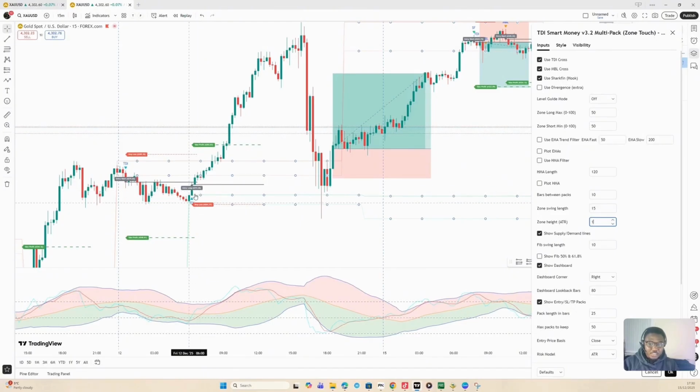So you can see it picks this buy, because you'll be like, oh, I missed out on this very massive buy. But if you have increased your zone height, you might probably enjoy the trade.